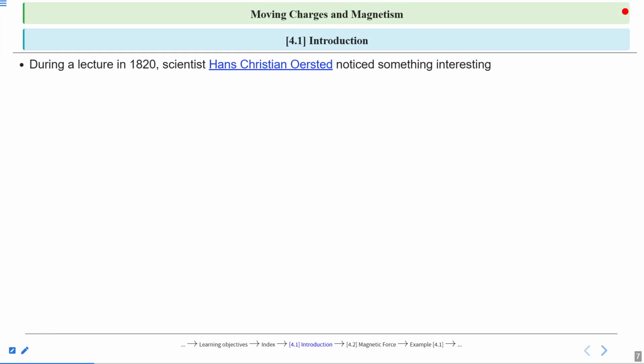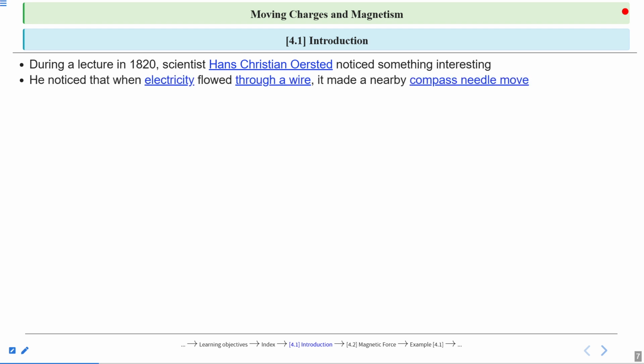So how did scientists discover that electricity and magnetism are actually connected? During a lecture in 1820, scientist Hans Christian Ørsted noticed something interesting. He was doing an experiment, or giving a lecture, in a classroom in 1820. He noticed that when electricity was flowing through a wire, a compass needle placed near that wire showed deflection.